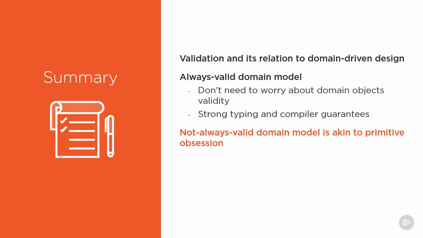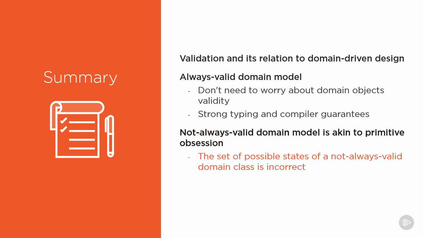On the contrary, a not always valid domain model is akin to primitive obsession, where you use primitive types to model your domain. It is bad because the sets of possible states these primitive types represent don't align with the valid states of the underlying domain concepts they model. The not always valid domain model is equivalent to string typing, or the lack of strong typing.